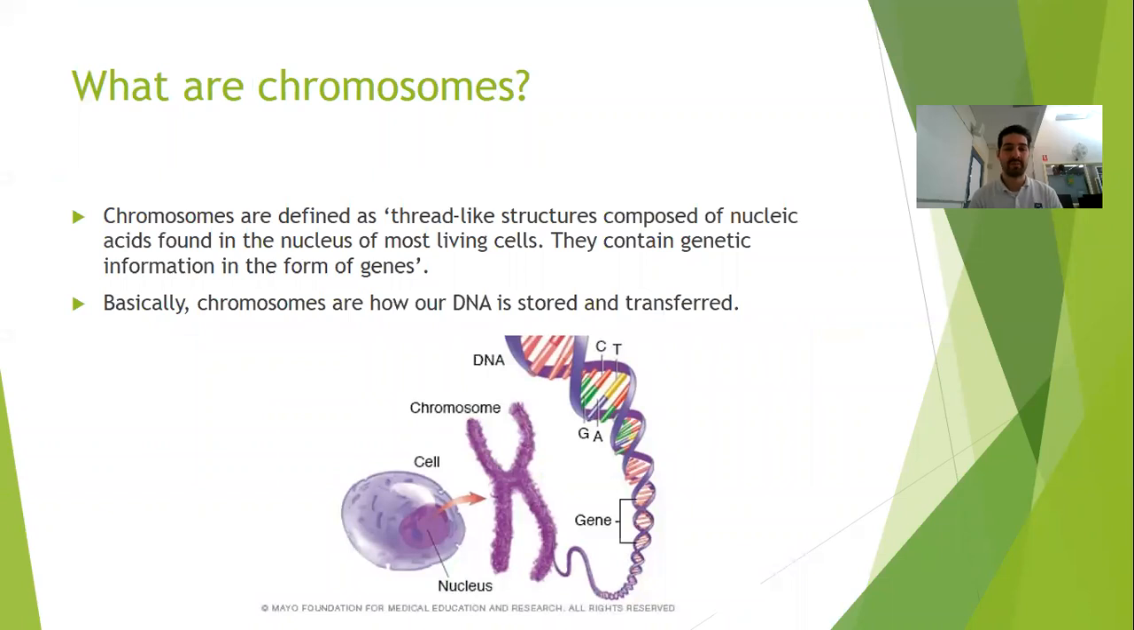So chromosomes, a bit of a refresher, they're the thread-like structures that are composed of our nucleic acids, so DNA or RNA, that contain our genetic information in the form of genes. So if we basically think about it, our chromosomes are really important to store our DNA. And if we actually break them down, they're just the series of bases formed into genes, which then form chromosomes, which are found inside our nucleus, inside a cell. So just to put that back in perspective.